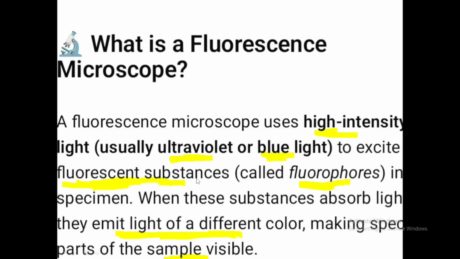In this microscope we have to stain the sample with the help of a fluorescent dye. The fluorescent dye is also called a fluorescent substance or a fluorophore. These fluorophores absorb the ultraviolet light and emit a different color light. That different color light helps us to see the sample in a very special way. That is the main definition.